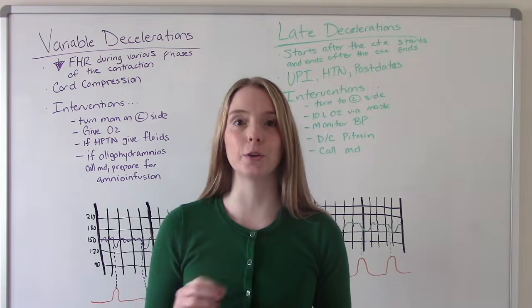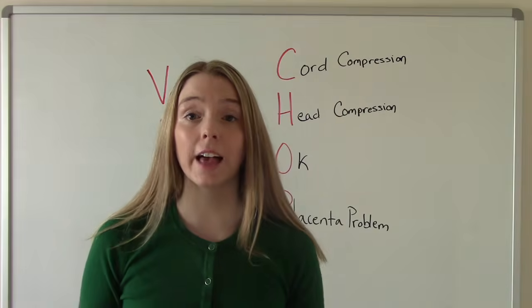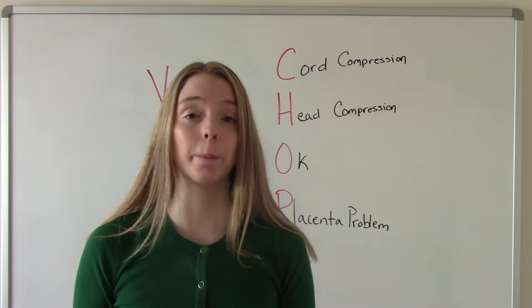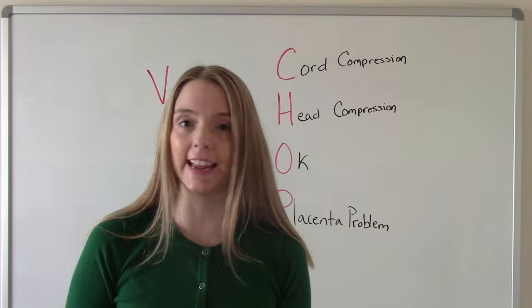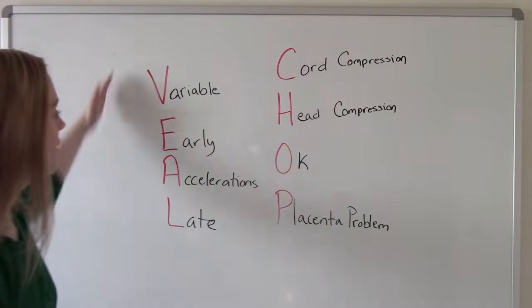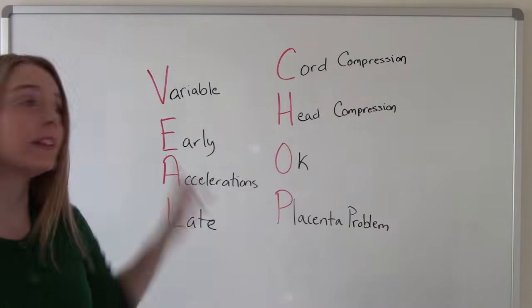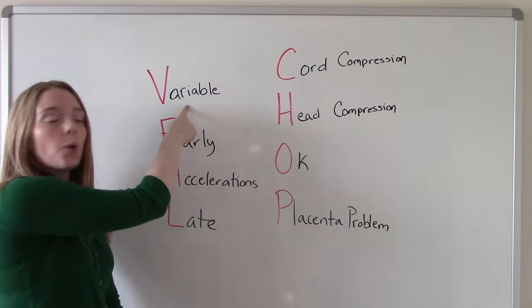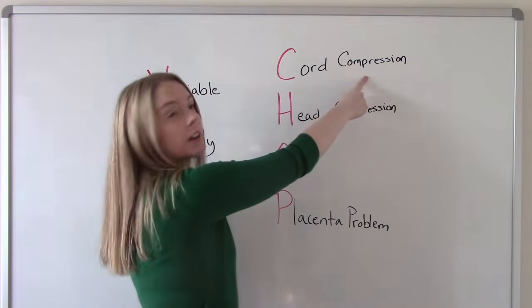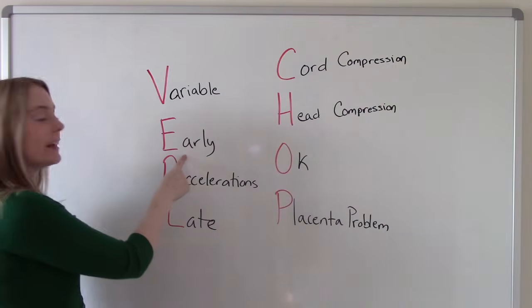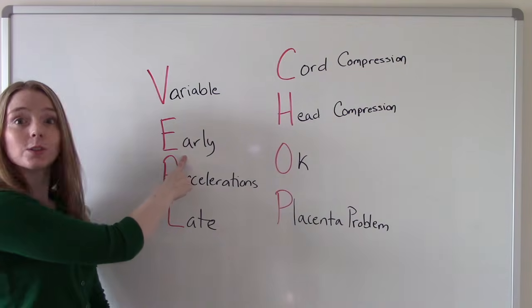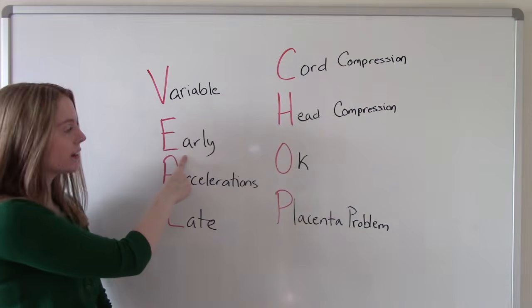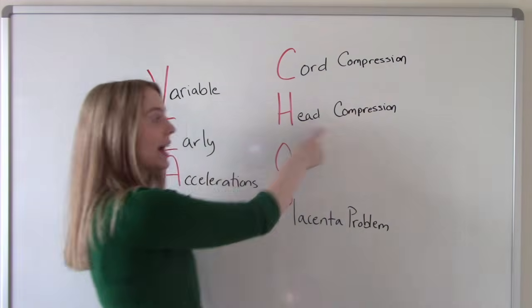I know that's a lot of information I just gave you, but there is a helpful little tool for you to remember these things. The helpful tool that we use to remember the difference between earlies, lates, and variables is VEAL CHOP. So these line up with each other. V is for variables. What causes variables? Cord compression. E is for early decelerations. Those are the good ones. Those are the ones that make sense. What causes earlies? Head compression.